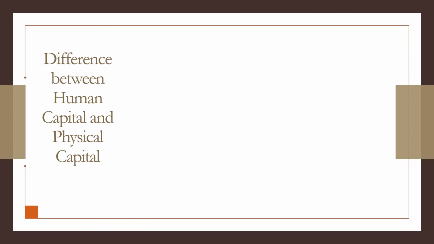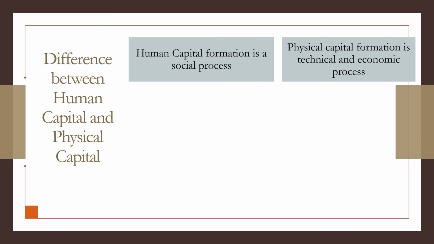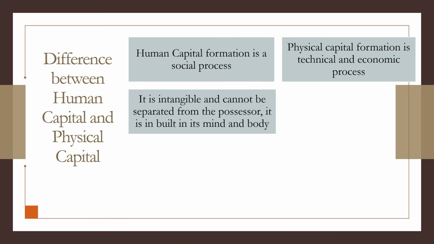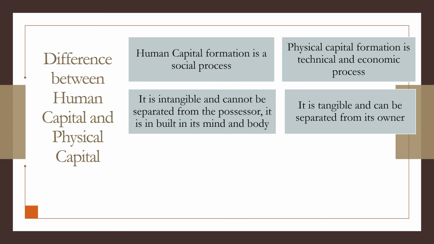Now moving on to study the difference between human capital and physical capital. Human capital formation is a social process, right? It involves human beings who live in society. And so formation of human beings is a social process. Whereas physical capital formation is a technical and economic process. Human capital is intangible and essentially cannot be separated from the possessor. It is inbuilt in his mind and body. For example, for me as a teacher, you cannot separate me from my expertise, my skill, and my ability to teach. It is inbuilt inside of me. Whereas physical capital is tangible and of course can be separated from its owner. You can separate a machine from the owner of the machine.